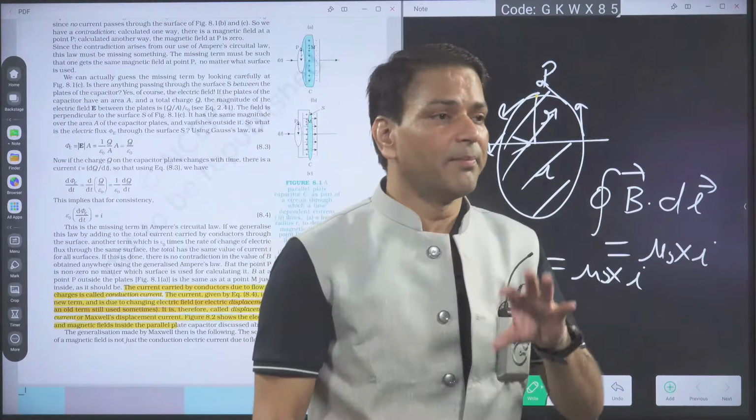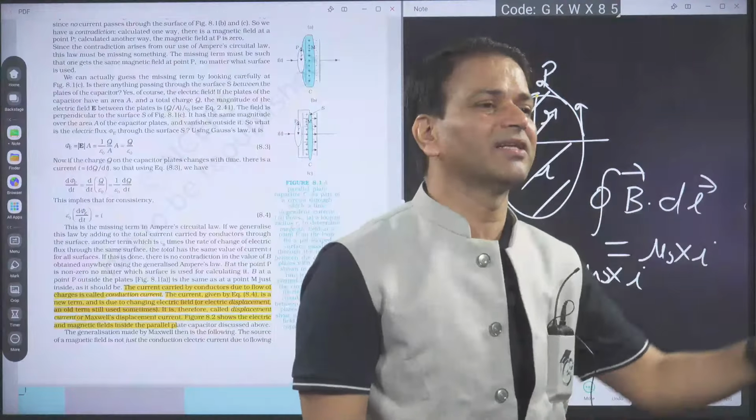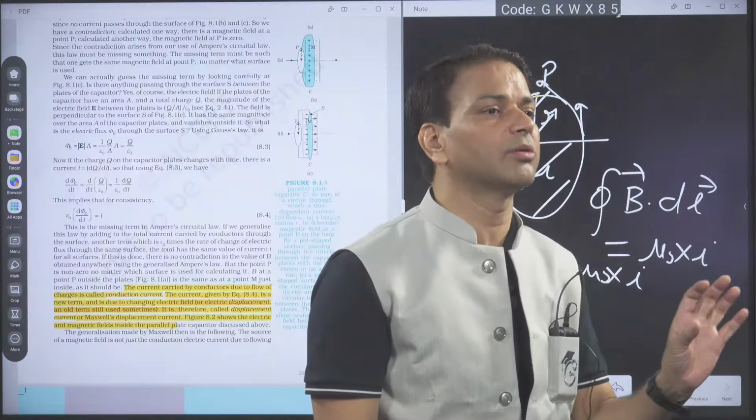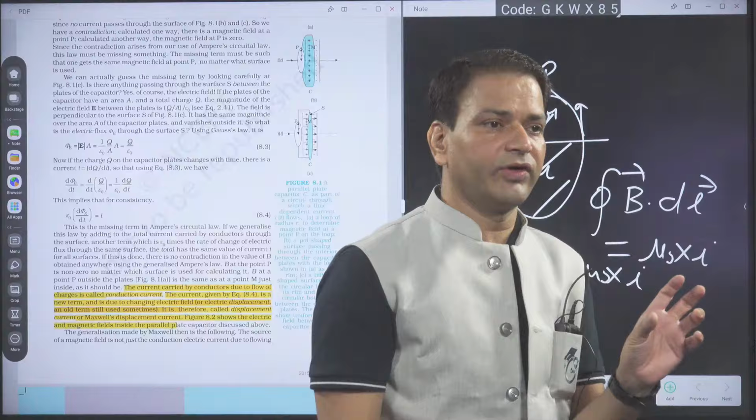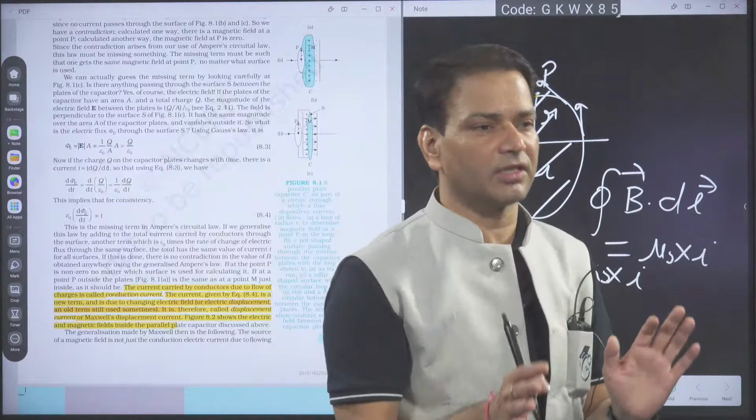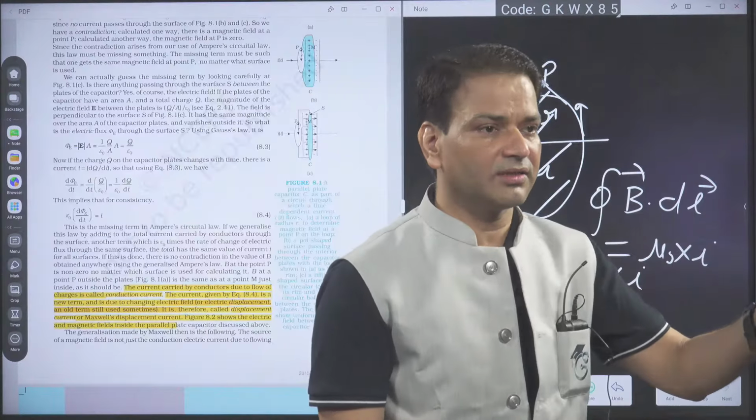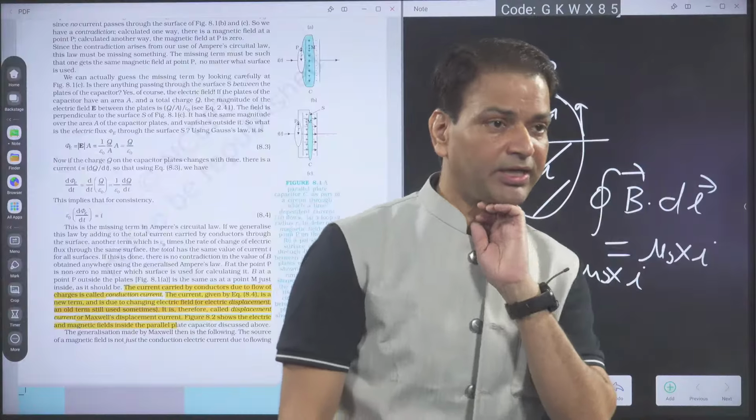But we know that the magnetic field due to a long current carrying wire at a distance R is mu naught by 2 pi I by R. So magnetic field will not change by changing the shape of the surface. So by that way they introduced the concept of the displacement current.